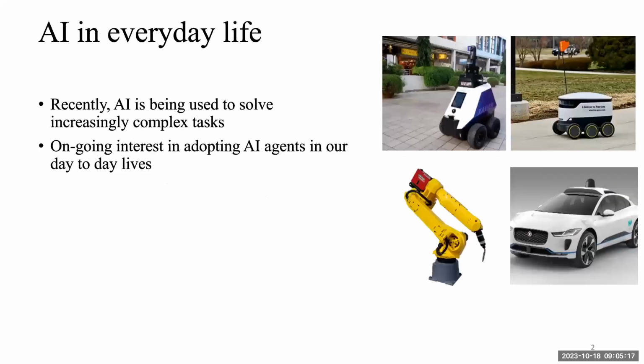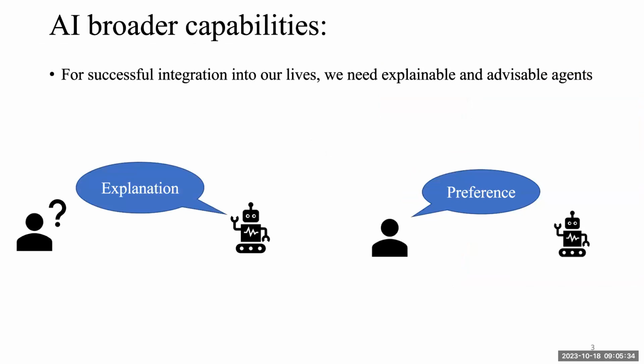Okay. So we're seeing that recently AI is being used to solve increasingly complex tasks, be it self-driving cars, delivery robots, surveillance, etc. And there is an ongoing interest in adopting these AI agents into our day-to-day lives. Now, for this integration into our lives to be successful, these agents not only need to be very competent in the tasks they do, but they also need to have certain broader capabilities.